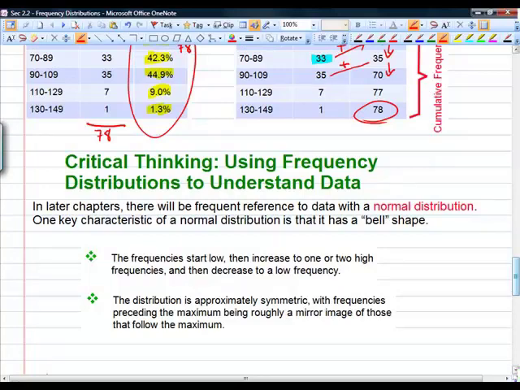In later chapters, there's going to be frequent reference to data with a normal distribution. In a normal distribution, the data will be symmetric and bell-shaped. Have you guys heard of a normal curve before? That was a big deal when I was a student. It's like, well, you need to have a normal curve, or can we have a curve on our test?